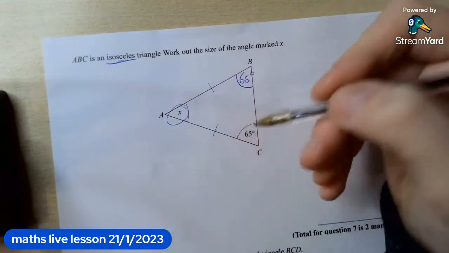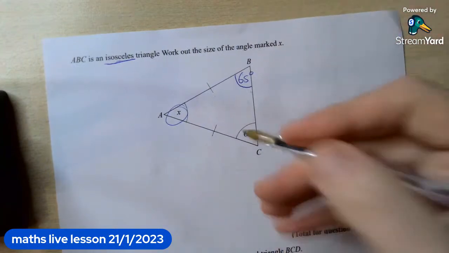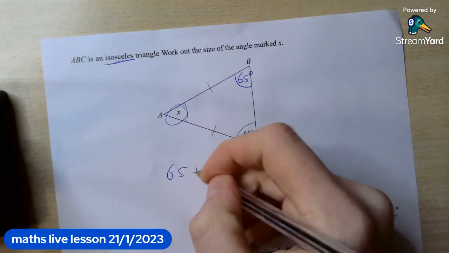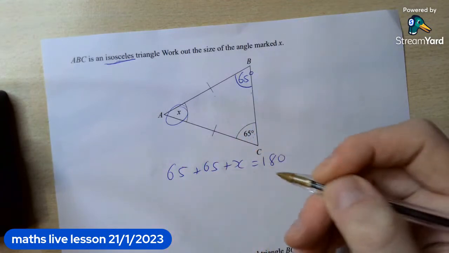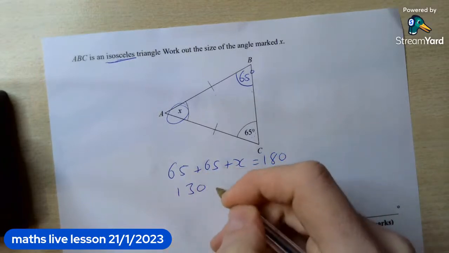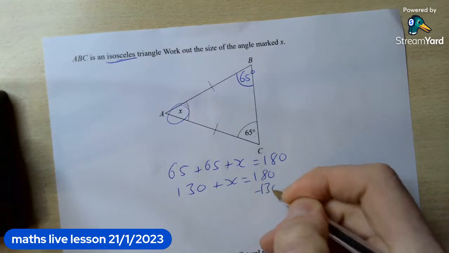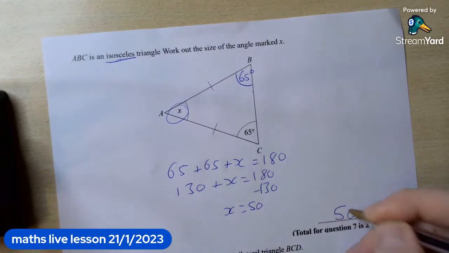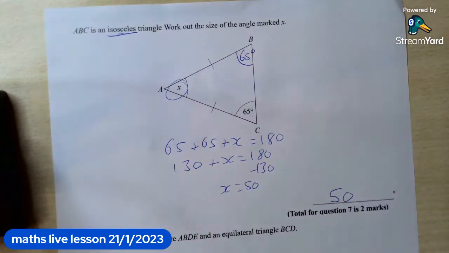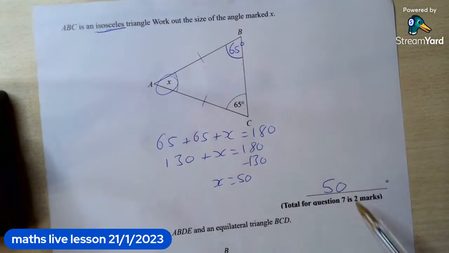So then you do the same as before. The angles in a triangle add up to the same total as a straight line. So you'll just be doing 65 plus 65 plus something equals 180. So that makes 130 plus something equals 180. So then you'll take away 130. So x equals 50 degrees. Nice and easy. Really clear working out. So when an examiner looks at your paper, they can give that a tick and easily see what you've done. You get all the marks.